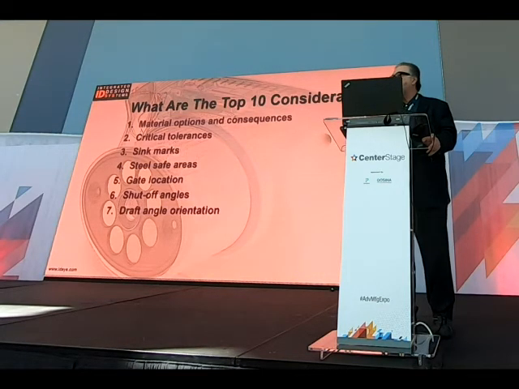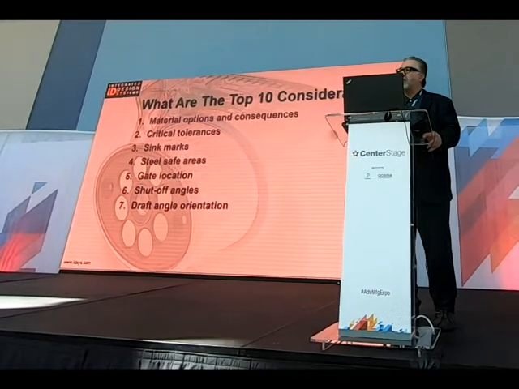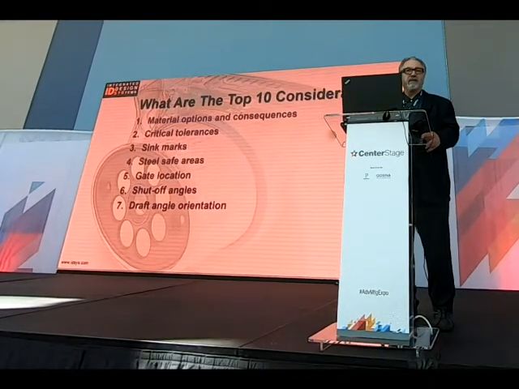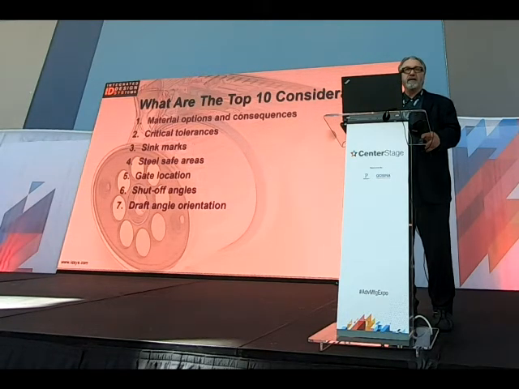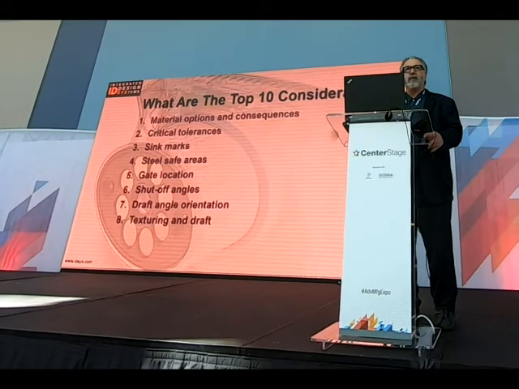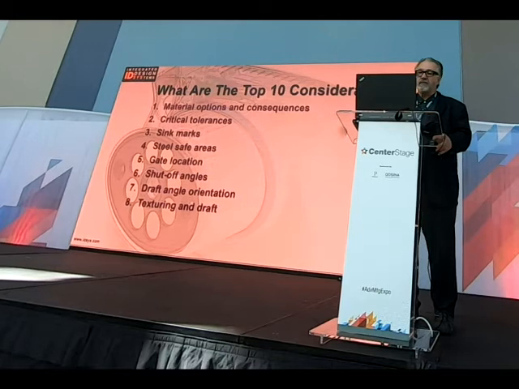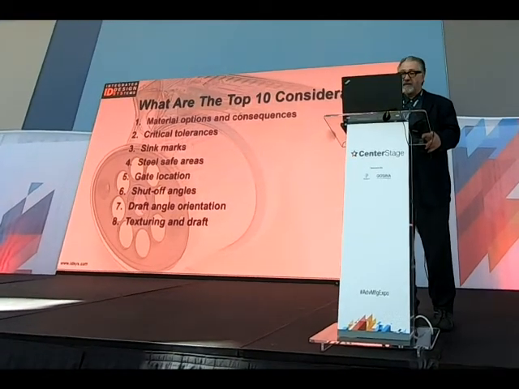Draft angle orientation. What I mean by that is sometimes you have the option of adding draft to a part so that it's pulled from the core. Other times you have the option of pulling it from the cavity, and this could affect not only the part appearance, but also, more importantly, tool cost, and we'll talk about that as well. Then there's texturing and draft, because if you apply texture to a part, you're introducing undercuts in the surface, which will affect the draft angle. We'll touch upon that as well.